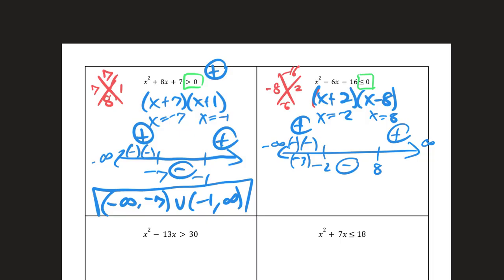And then I can answer the question that was asked, where is this function less than or equal to 0? So that is, where is this function negative? It's negative between negative 2 and 8. And because it's or equal to, I use brackets instead of parentheses.